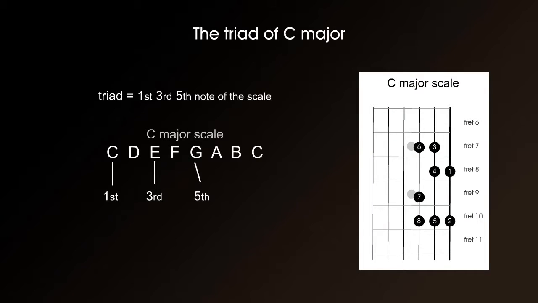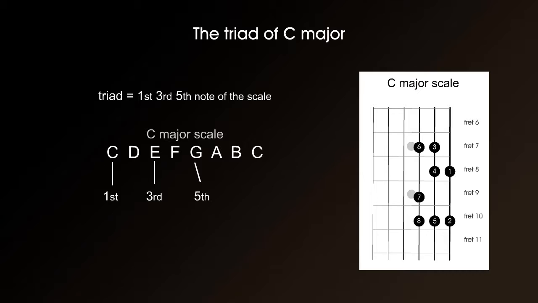Every major chord is constructed using a triad, and a triad is a group of 3 notes. The first, the third and the fifth note of the major scale with the same name. So, if we were to take C major for example, the chord would be constructed of the first, third and fifth note of the C major scale.